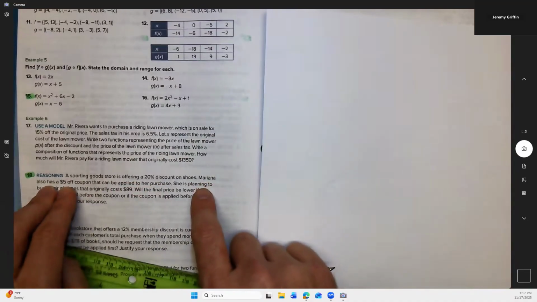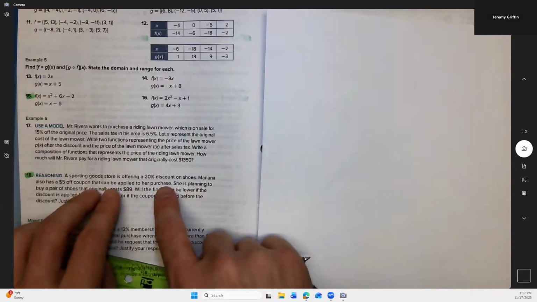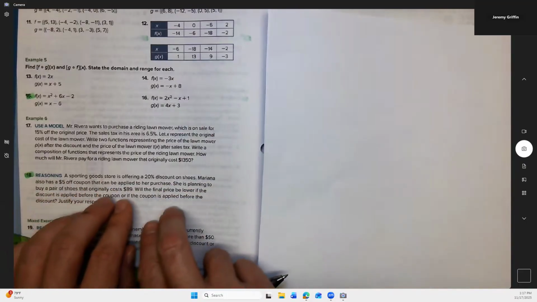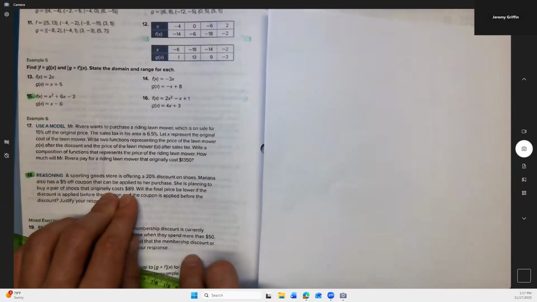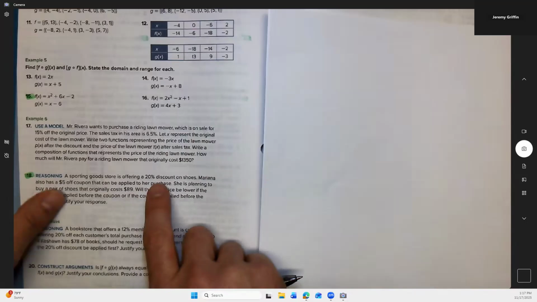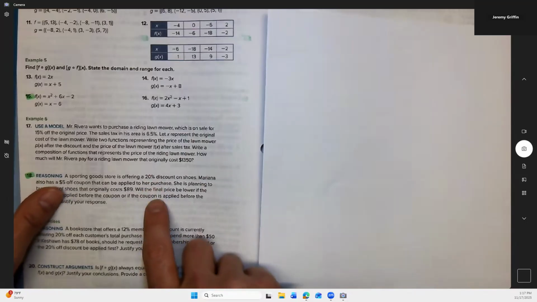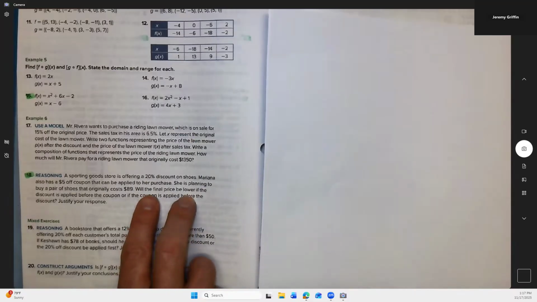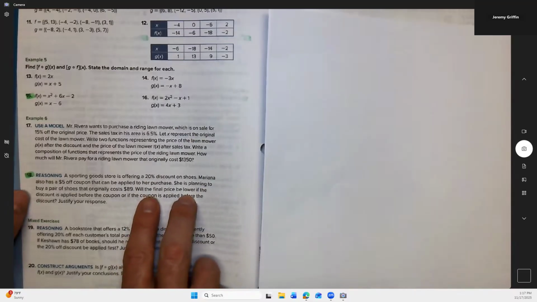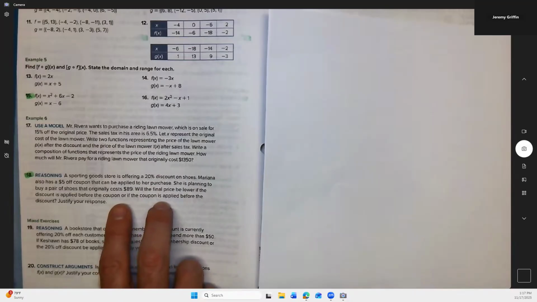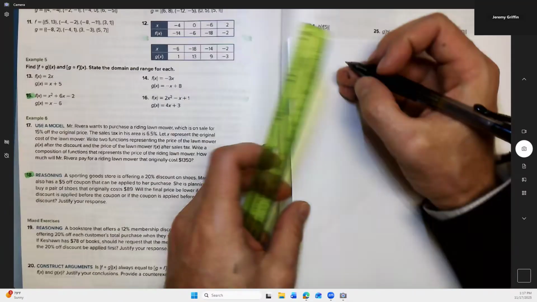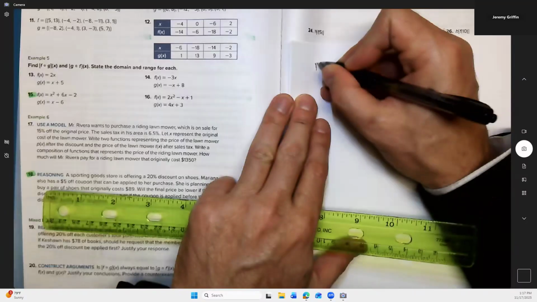Mariana also has a $5 off coupon that can be applied with the purchase. She's planning to buy a pair of shoes that cost $89. Ooh, pretty pricey, but she has these two discounts. She has the 20% discount and also the $5 off coupon. Will the final price be lower if the discount is applied before the coupon or the coupon is applied before the discount? Ooh, well, how can we set up a mathematical framework to solve this?